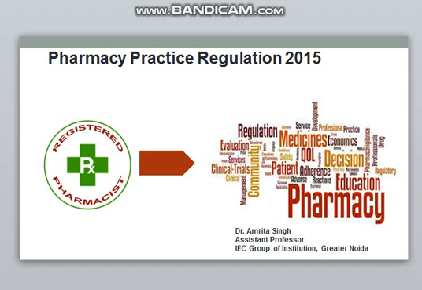Hello students, today we will start with a new subject, that is your pharmacy practice, which is introduced by the PCI for the first time in your syllabus. So before digging into the syllabus, we will take a look at what pharmacy practice regulation is, the route of coming into India, and what the objectives and understandings of these regulations are.